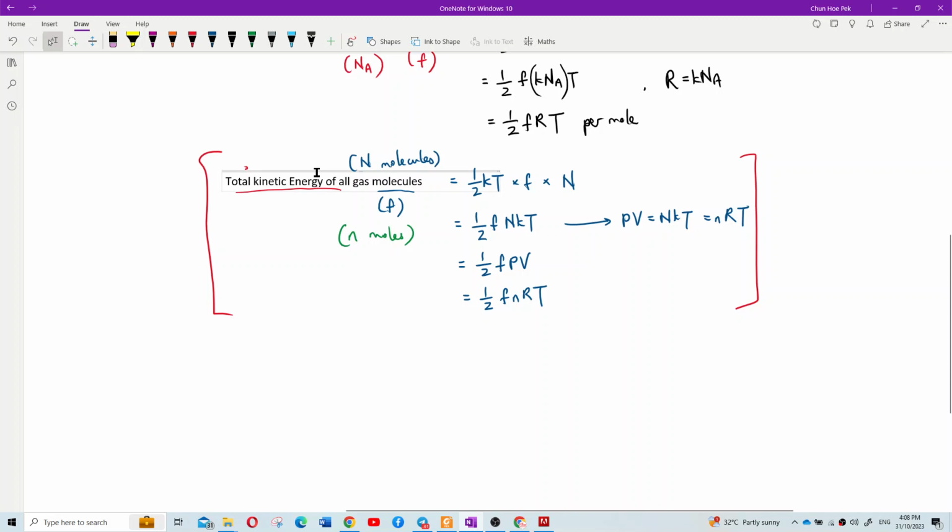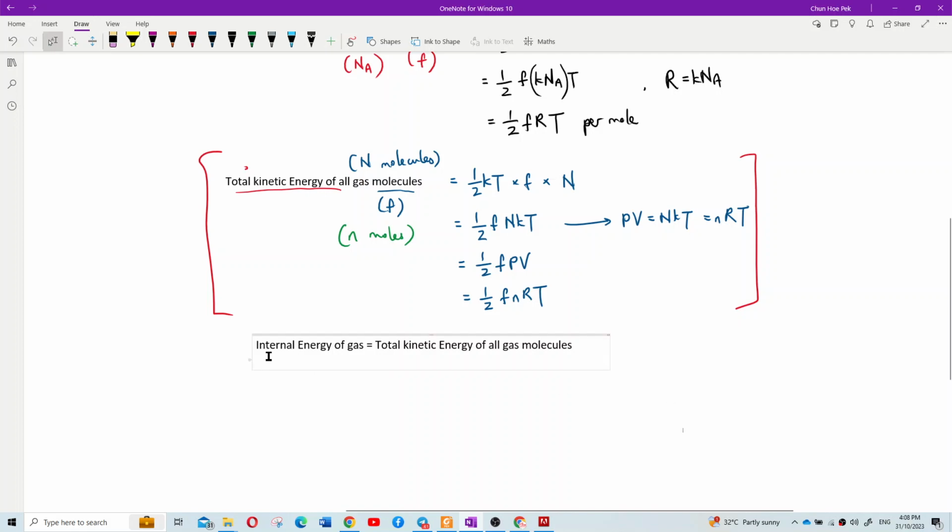Our last part. I don't want to drag you even more. What is the internal energy of gas? Understand? Simply, it is equal to the total kinetic energy of all gas molecules.